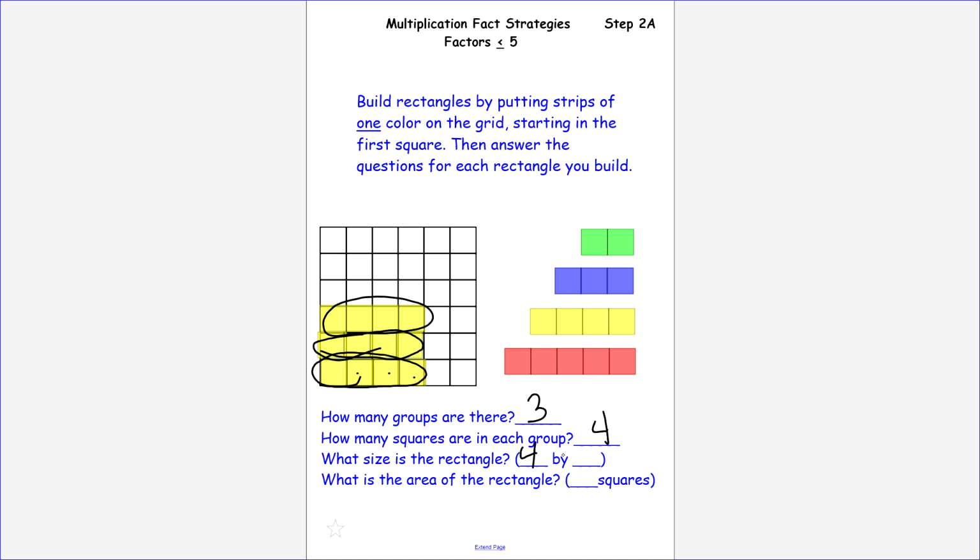So this is a 4 by 3 rectangle. Let's count to find the area. 1, 2, 3, 4, 5, 6, 7, 8, 9, 10, 11, 12. There are 12 squares in all. So we now know that 4 times 3 equals 12. We also know 3 times 4 equals 12 because the commutative property of multiplication tells us we can change the order of the factors without changing the product. So we now know 2 more benchmark facts. 4 times 3 equals 12, and 3 times 4 equals 12.